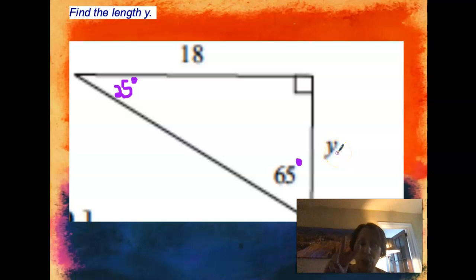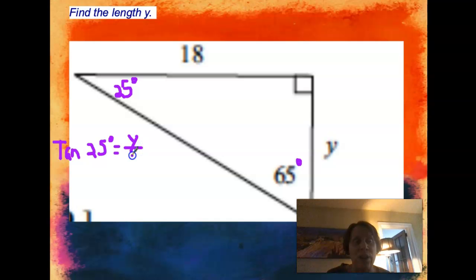So I could create two different tangent ratios here to help me find the y value. So let's talk about if we're going to use the angle of 25 degrees. Well, if we take tan, which is the shorthand for tangent, of that angle, we know it is equal to the ratio of the opposite side, y, over 18. All right, so that is one of our two functions.